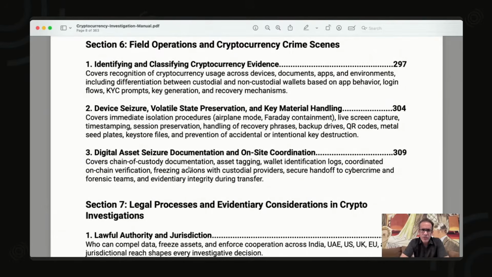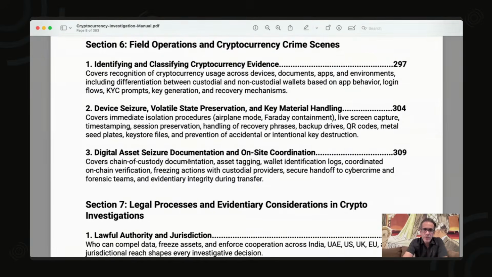We look at section 6, where we are going to look at field ops. So that means when you actually go to the scene, how do you identify and classify cryptocurrency evidence? How do you seize devices? How do you preserve volatile state? And how do you handle key material? Finally, we look at digital asset seizure, the documentation and the on-site coordination.